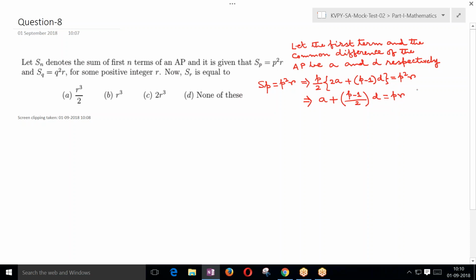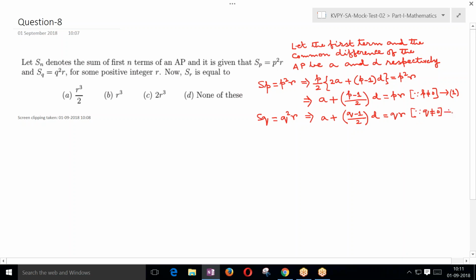Why are we writing so? Since p is not equal to 0, because p cannot be 0. If p is equal to 0, then the question has no meaning, sum up to 0 terms. Let us call this equation 1. Similarly, what is given is Sq is equal to q square r. If you simplify in a similar manner, you will get A plus q minus 1 by 2 into D is equal to q into r, since q is not equal to 0, and let's call this equation 2.